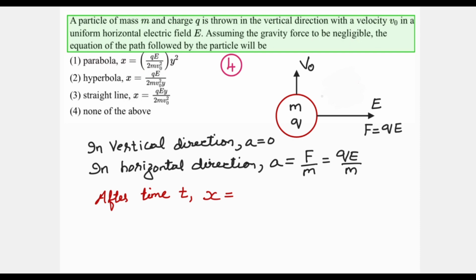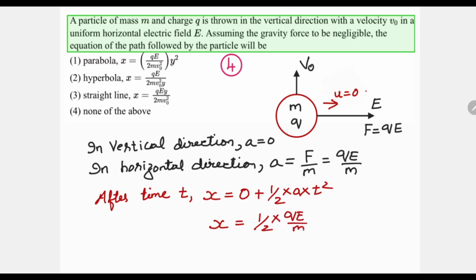Now in horizontal direction, initial velocity is 0. That means you can use the concept of S equal to ut plus half at square. So 0 plus half into a into t square. That means x equals half into what is acceleration, qE by m, into t square. Let it be equation number 1.